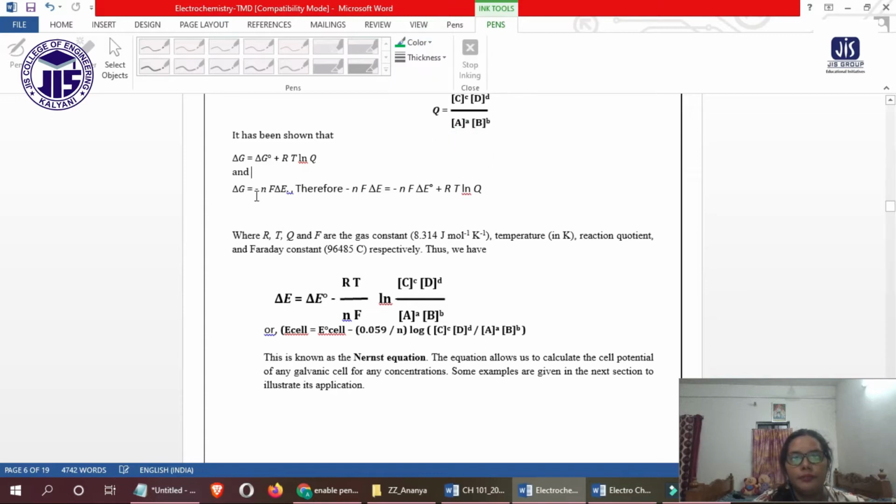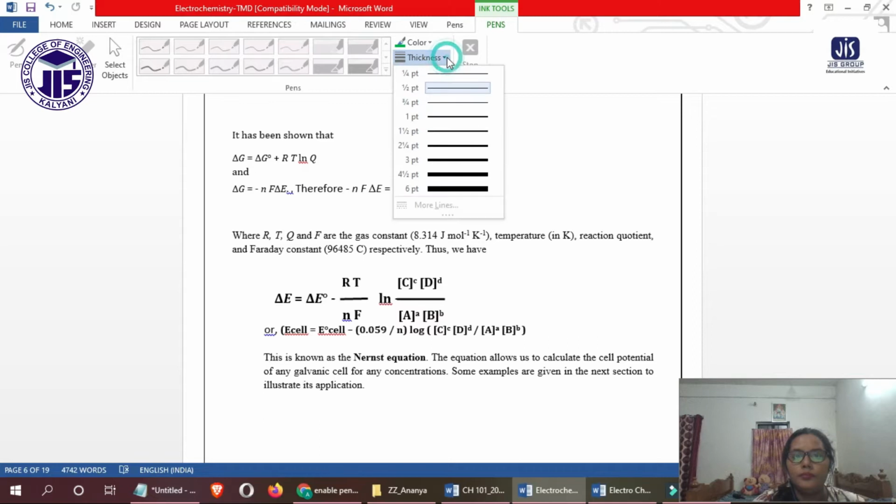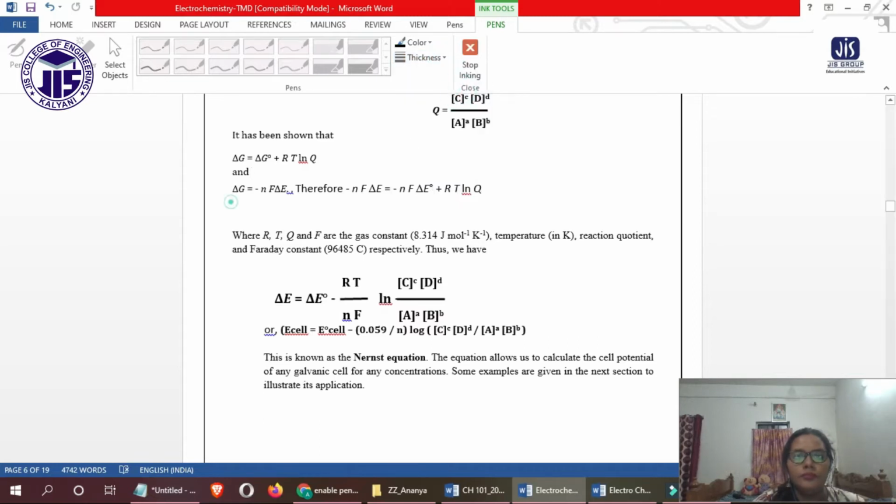Now it will be helpful for you. Yes, this is the Nernst equation, and we have also derived the Nernst equation like this, and we have got this. This is the form of the Nernst equation that we have got. This is actually the Nernst equation.